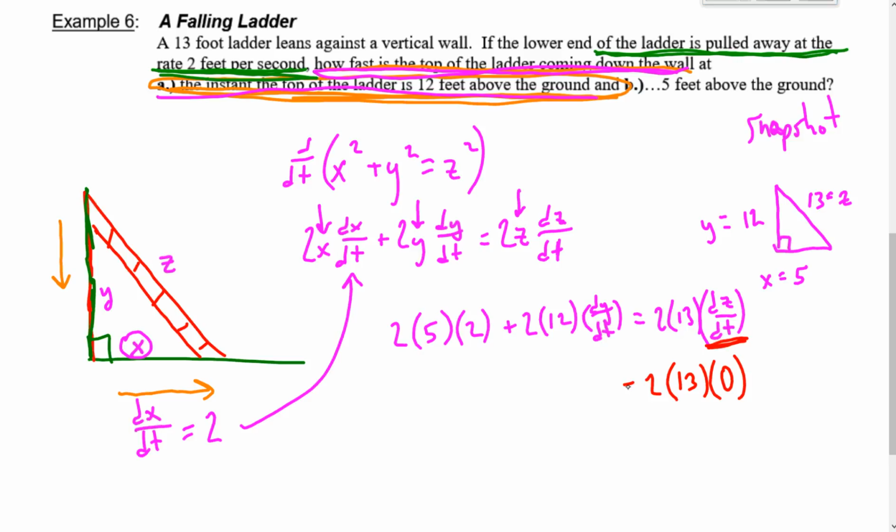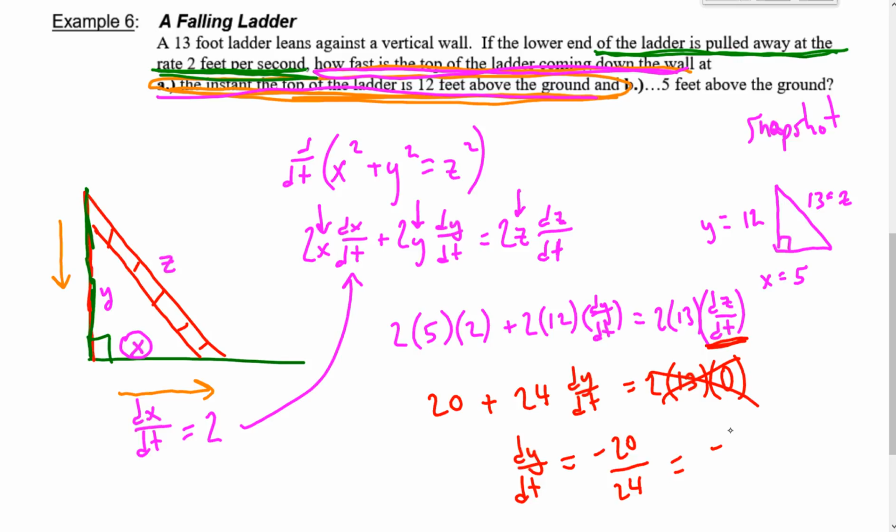All right, let's bring everything else straight down. Let's go ahead and combine some of this. 2 times 5 is 10, times 2 is 20, plus 2 times 12 is 24, dy/dt. It's going to equal 0 on this right side. If we solve for dy/dt, we're going to have negative 20 over 24, which is going to reduce to negative 10 over 12, or negative 5 over 6 feet per second.